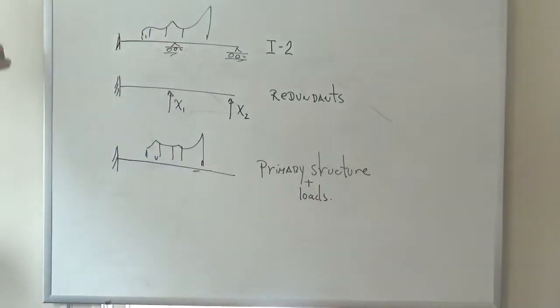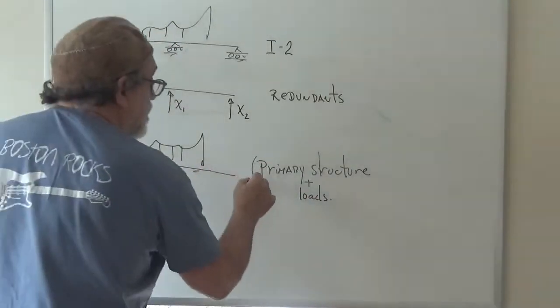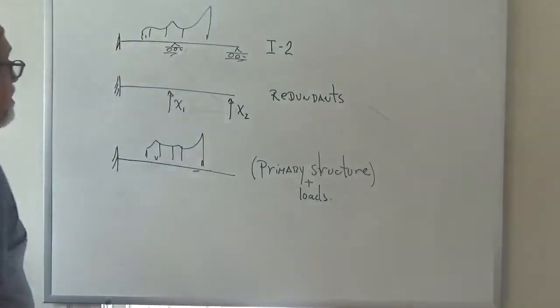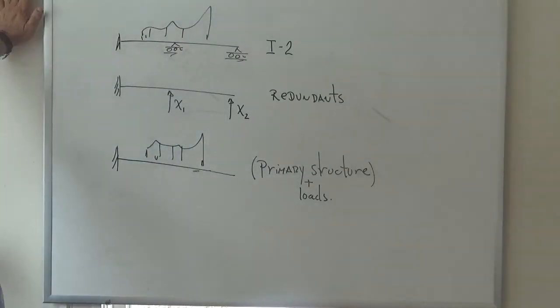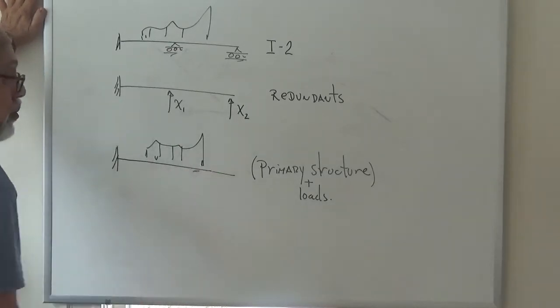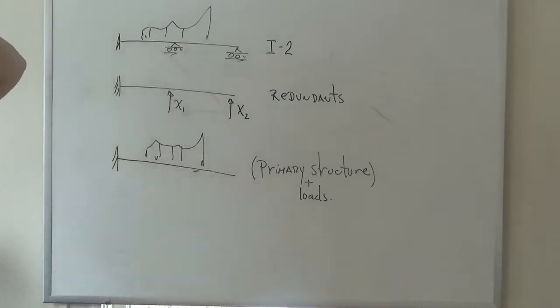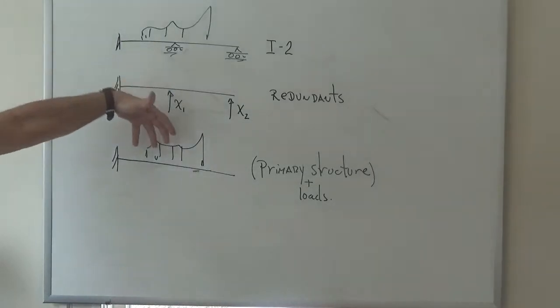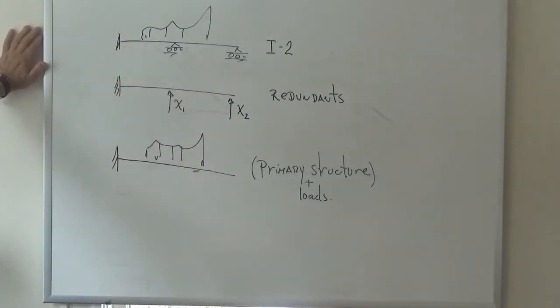So you want to draw the primary structure and show the loads acting on it, the original loads. What is a requirement of the primary structure? If you've done it correctly, the primary structure is statically determinate. That is, you can solve it using only statics. Okay? So that's your primary structure with the loads.